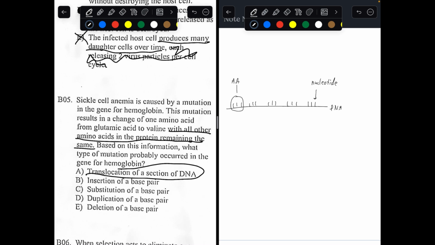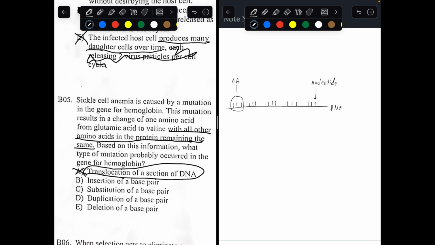Translocation of a section of DNA? That's a chromosomal mutation. That's the most impactful out of all of these, because that changes whole sections and genes of chromosomes. So that would have changed way more than just one amino acid.